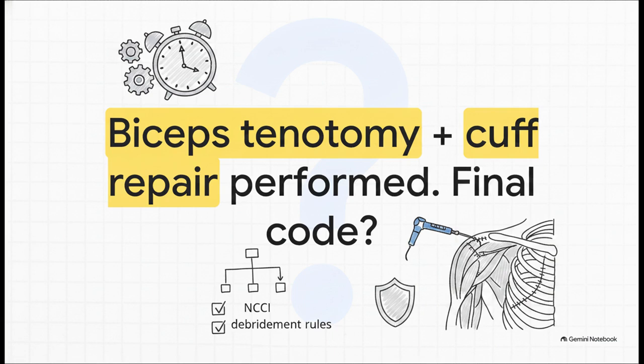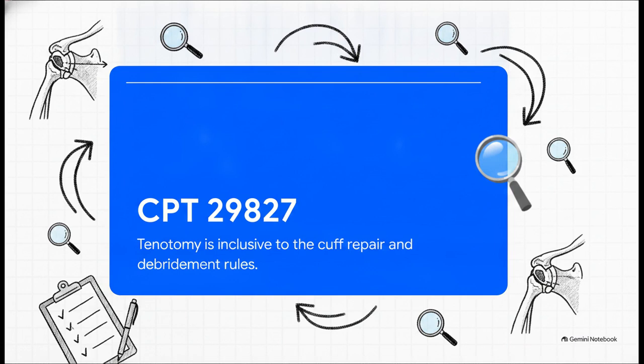An arthroscopic biceps tenotomy and a rotator cuff tear repair are performed during the exact same session. What is the final CPT code assignment? Lock in your answer based on those NCCI debridement rules we just discussed. 3, 2, 1. The answer is A, CPT 29827. Remember, a tenotomy gets completely swallowed up by the primary cuff repair. When you repair the rotator cuff, any incidental debridements and tenotomies happening right in that same anatomical region are inclusive.